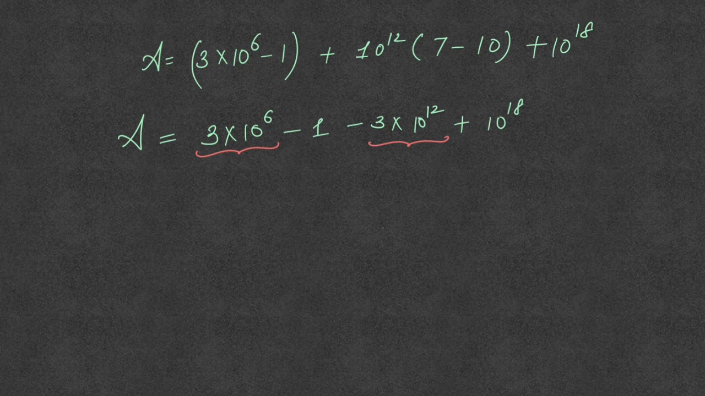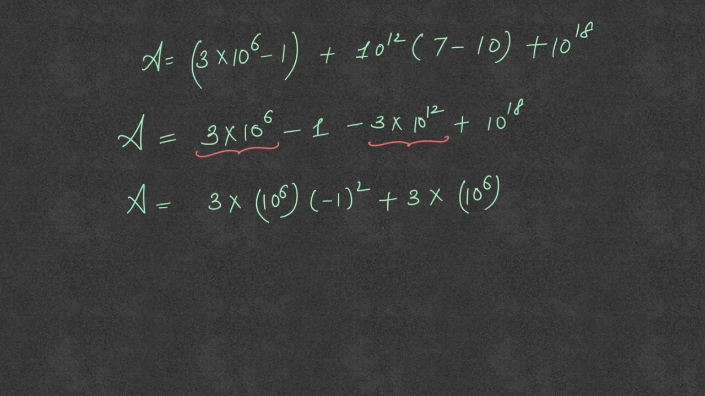Combining these, 3 into 10 to the power 6 into minus 1 square as it is, because minus 1 square is 1, plus 3 into 10 to the power 6 to the power 2 into minus 1, because 10 to the power 6 to the power 2 is ultimately 10 to the power 12, and this minus is represented by this minus 1, plus 10 to the power 6 to the power 3.